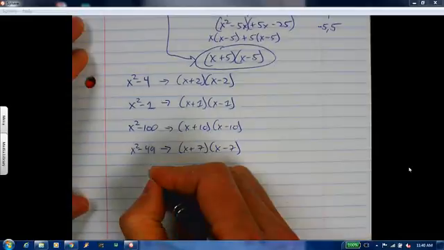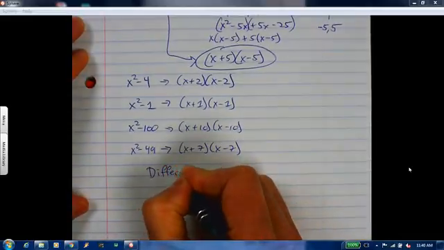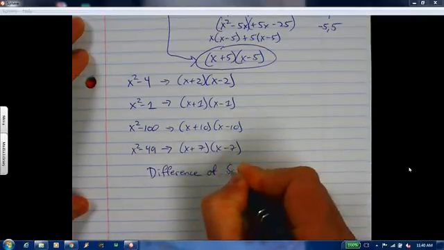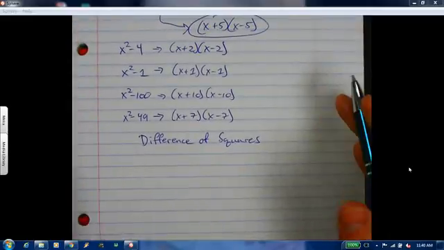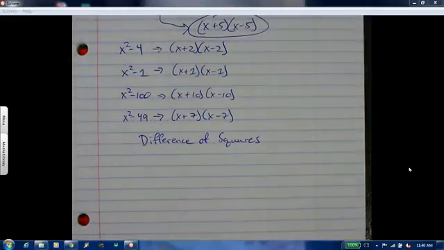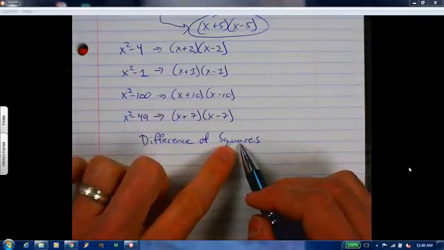So this is a formula called the difference of squares. So in mathematics, difference means we're doing what? What operation? If you find the difference between two things, difference is subtracting. Okay. So if you have a difference, you're subtracting two things that have been squared.